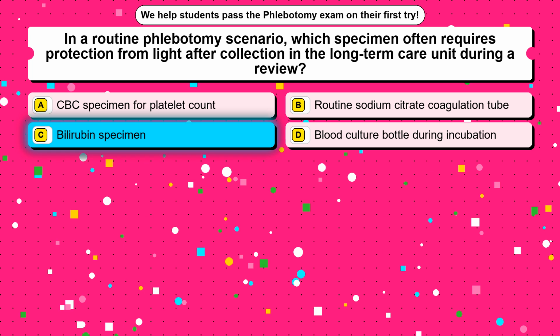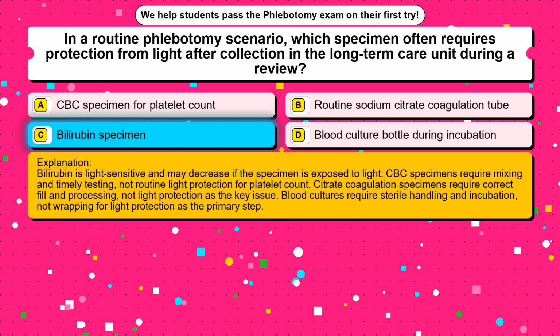Bilirubin specimen. Bilirubin is light sensitive and may decrease if the specimen is exposed to light. CBC specimens require mixing and timely testing, not routine light protection for platelet count. Citrate coagulation specimens require correct fill and processing, not light protection as the key issue. Blood cultures require sterile handling and incubation, not wrapping for light protection as the primary step.